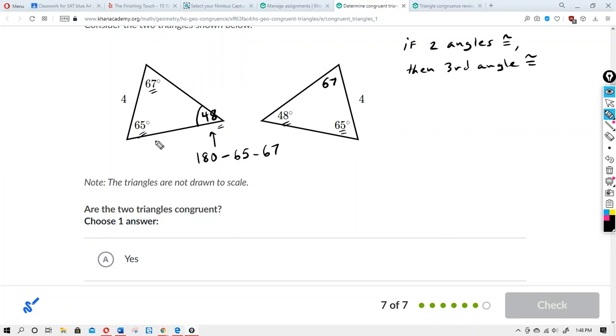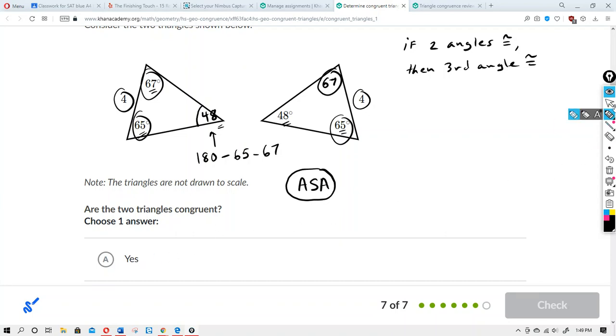Since we proved 48 and 65 match 48 and 65, that third angle has to be 67. And now let's see what we have here. Here's angle, side, angle: 67, 4, 65. Angle, side, angle. So these two triangles are congruent by ASA. So the answer is yes.